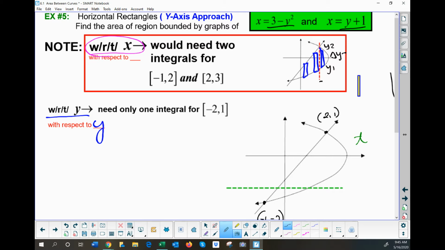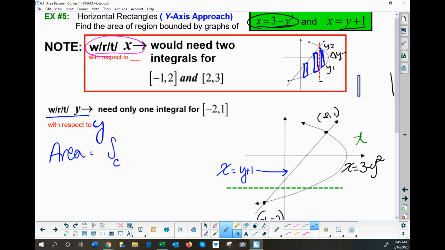Now let's go with which is our function to the right. It's the quadratic. Notice how this is written as x equals 3 minus y squared. That's because we want y to be acting as the independent variable in this one. And this linear function is written as x equals y plus 1. So now the area formula, when you're with respect to y, will be from some y value, I'm going to call it c, to some y value d.